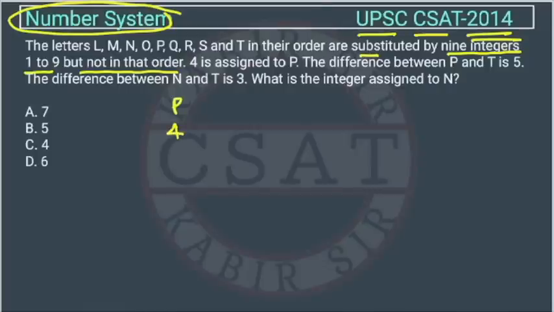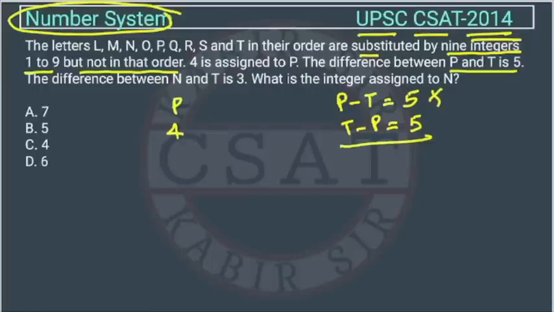The difference between P and T is 5. So the difference between P and T is 5, right? Or it could be T minus P is equal to 5. So they are saying just the difference, right? But if we use our common sense, if we put 4 here, then T will be a negative value, right? But T cannot be negative. So this is not possible. So this is possible: if P is 4, then T will be 9.